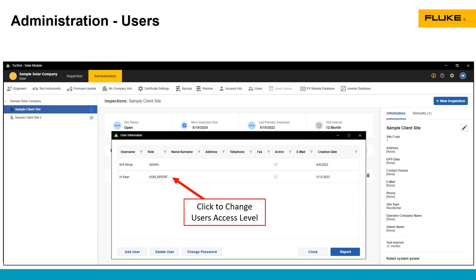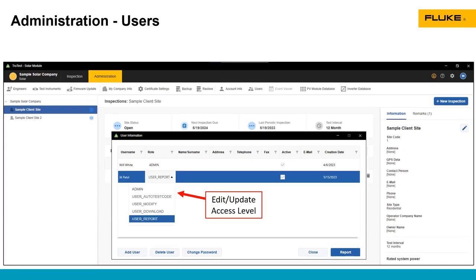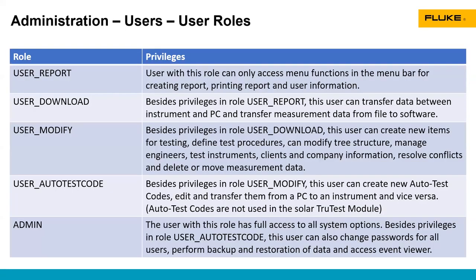You can also change their access level. When you do the drop-down, you can choose what level of access they have. The access level information is contained in the manual, which you can get to with the question mark in the upper right-hand side. But here's an overview. Users report can only create reports. They can print reports, they can print user information, that's it. The user download can do all the report stuff, plus they can transfer data between the SMFT 1000 and TruTest.